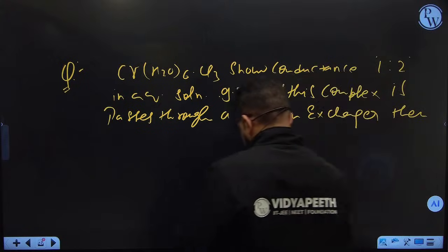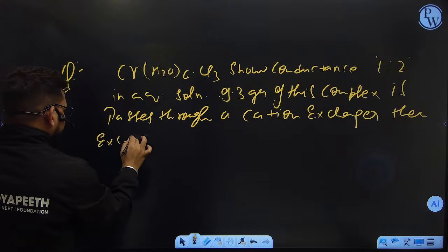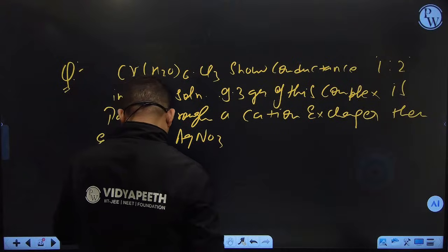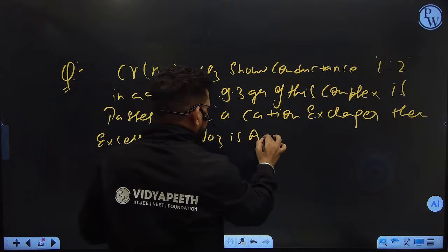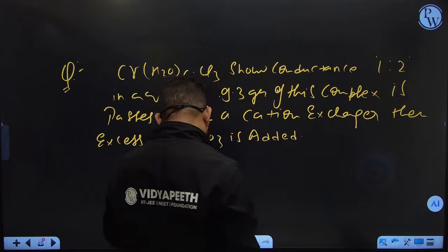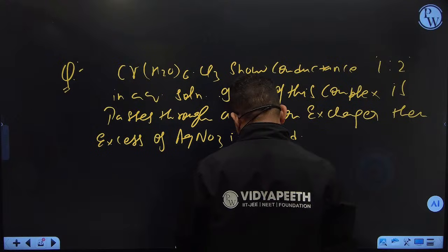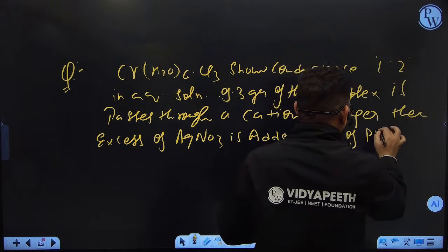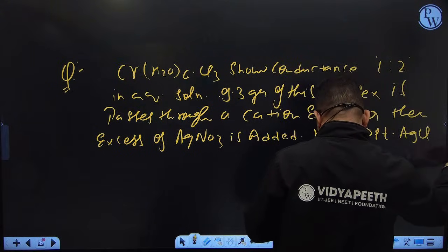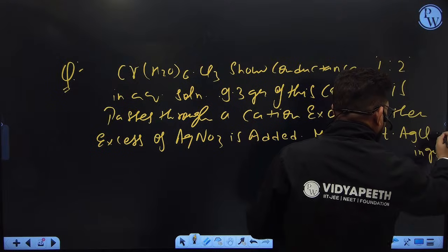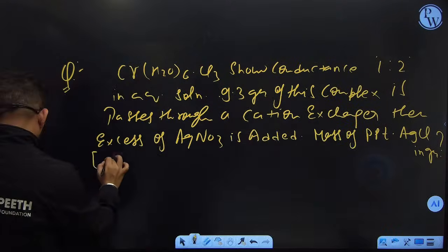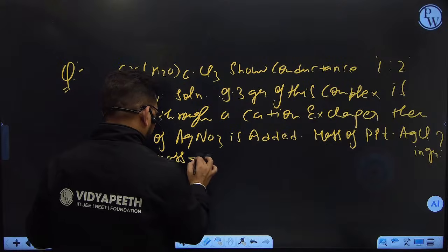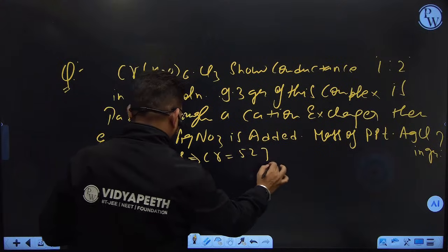then excess of AgNO3 is added. Fine. They are asking to find the mass of the precipitate in gram. So actually please find out the mass of precipitated AgCl during the process, in gram. So this is overall the question, and for your help, the molar mass of chromium is given to you as 52.